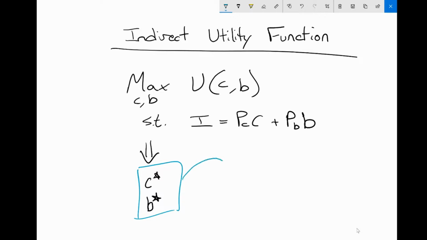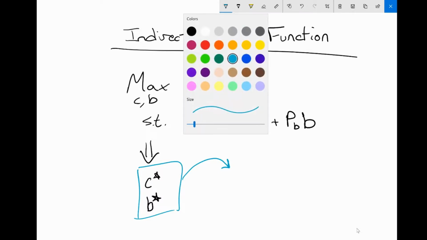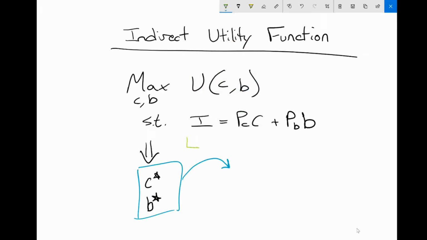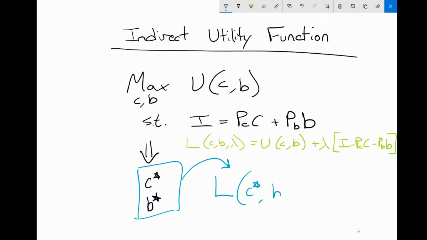Well, what we would do is we would take those values and we would plug them back into what we call the objective function. That is, we plug them back into the function that we maximized. Now if you remember, when we maximize this function, we actually maximize the Lagrangian, right? So what we do is we take these values and we plug them back into the Lagrangian function.